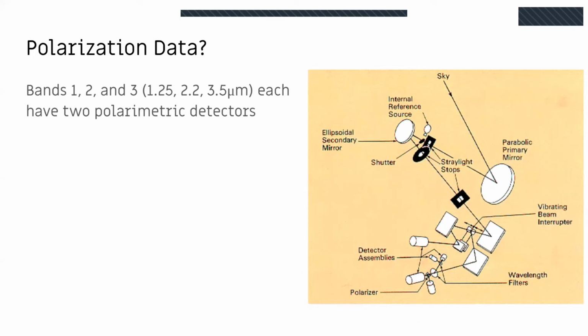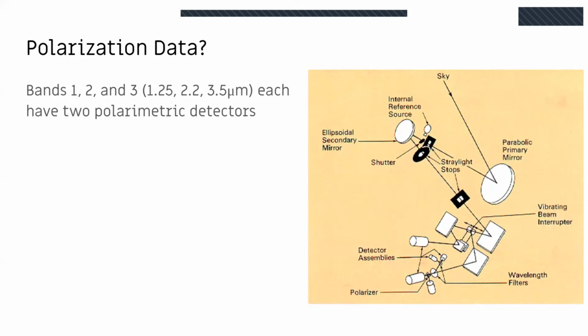DIRBE actually does have polarization data. So looking at the plot on the right, you can follow as the light comes in. Some of the light gets passed through these polarizers at the bottom. And that's only available for the 3 lowest bands at 1.25, 2.2, and 3.5 microns. Each of them have 2 polarimetric detectors.